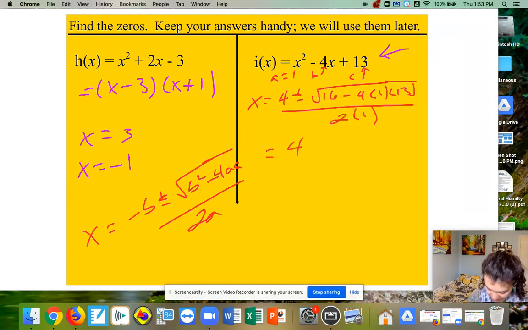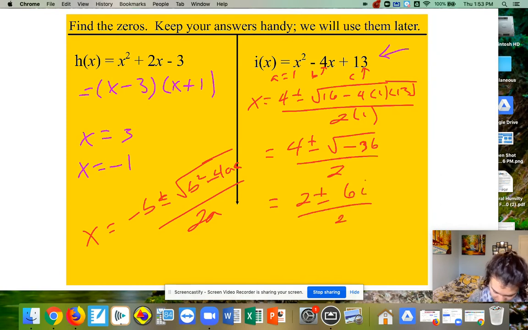Simplify this. Inside the square root, we end up with negative 36 over 2, which then you get 2 plus or minus 6i. Oh, this should be 4 right here. Divide everything by 2, and you get 2 plus or minus 3i.